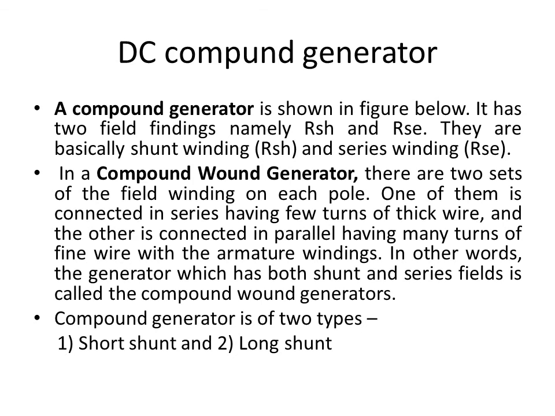So what is a DC compound generator? A DC compound generator has two field windings on each pole. One of them is connected in series, having few turns of thick wire, and the other is connected in parallel, having many turns of fine wire, with the armature winding. So it is a mix of series and parallel windings, called the shunt winding and the series winding, RSH and RSC. The compound generator is of two types, short shunt and long shunt.